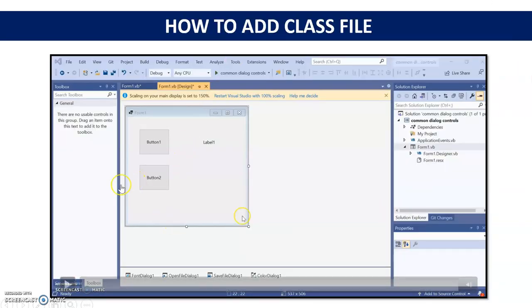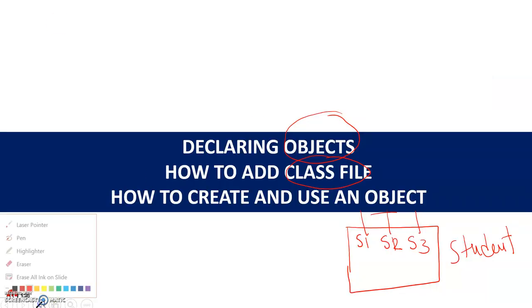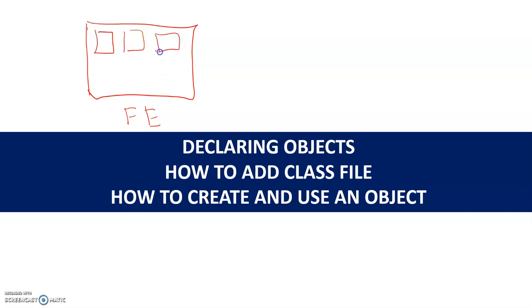So very first we will see how to add the class library or the class file. Before we check how to add the class file, I would like to give one example. Let me draw something over here. Let's say you have a project, and this is your front end, which contains multiple forms: login form, registration forms, and all the other forms. And here you have the database.